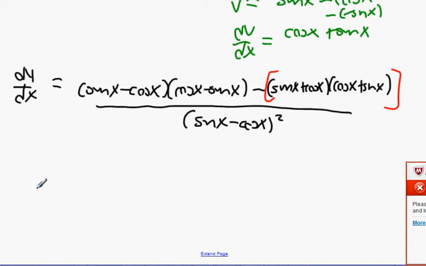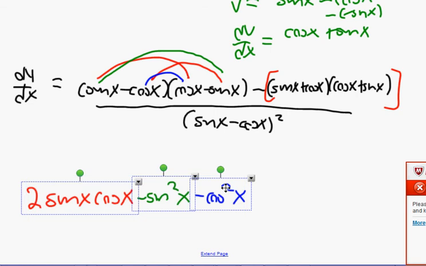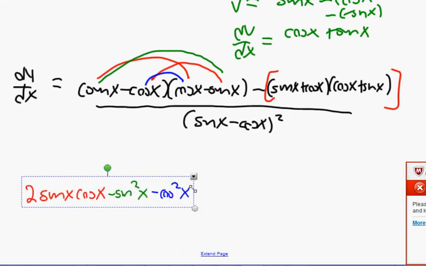Now guys, it looks fairly daunting, but there's going to be a lot of cancelling going on in a second. So we're going to get sin x cos x minus, plus another sin x cos x, correct? And that will give me 2 sin x cos x. Then I'm going to do the green one, sin x times sin x, minus sin squared x, and then the blue one, cos x times cos x, which gets me minus cos squared x.